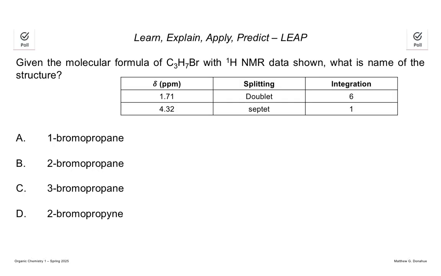So we have about 11 minutes left. We'll do some practice, see if this is making sense or not. We have a molecular formula of C3H7Br, and the data is shown to you in tabular form, so you don't see the spectrum. What's the name of the structure?